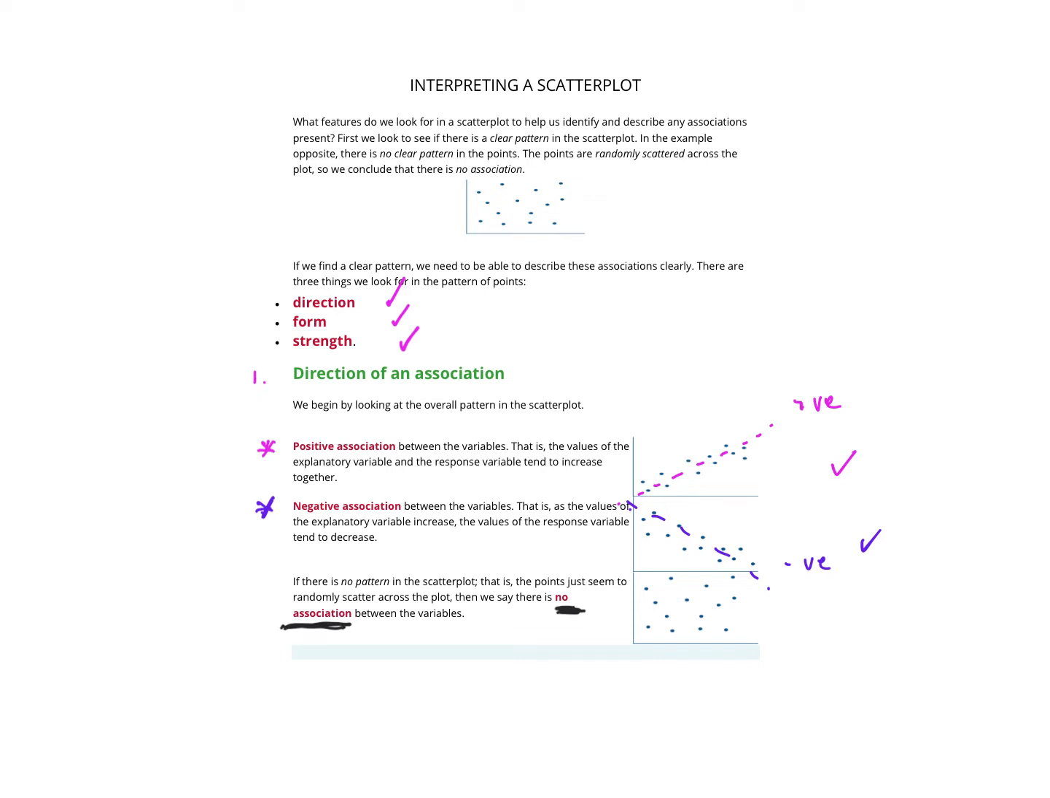Now, what we are talking about is the trend of the data. You will hear that word quite a bit. So here we have a positive trend, a negative trend, no trend or no association. So trend, relationship, and association are all words that can be used to talk about the direction.